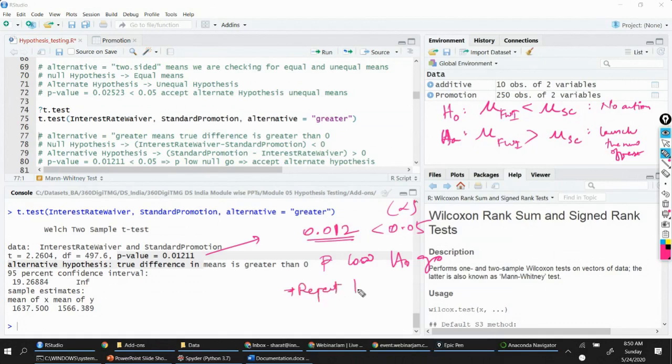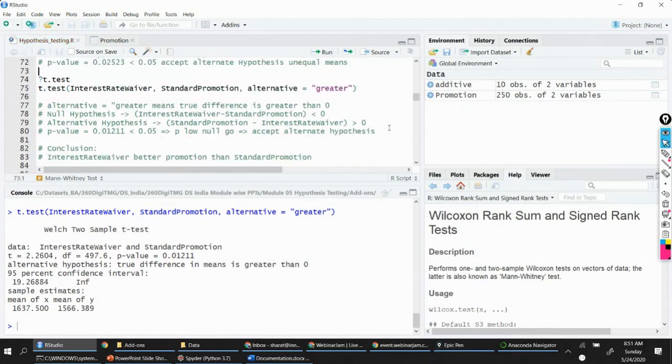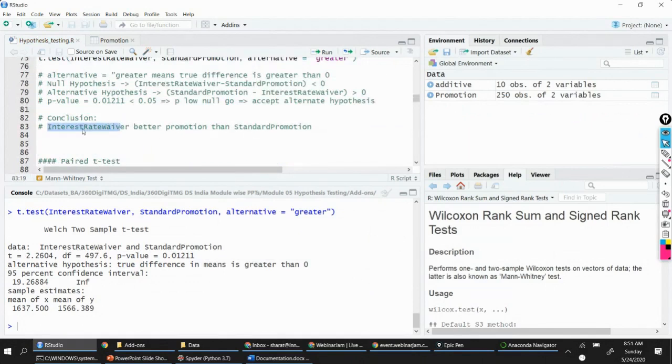Reject null hypothesis, isn't it? So we reject the null hypothesis, we basically go with the alternative hypothesis here. And alternative hypothesis says, go ahead and launch the new offer. So this is how we conclude. The interest rate waiver offer is better promotion than standard promotion offer.